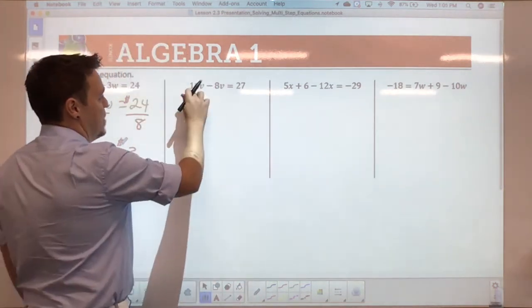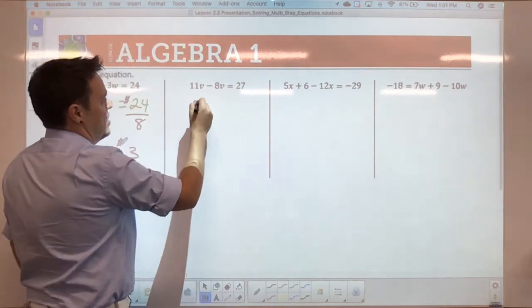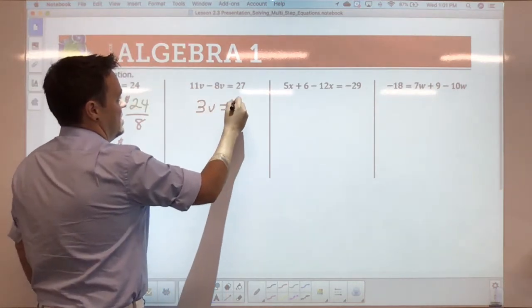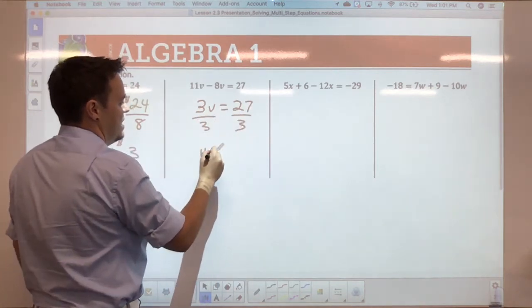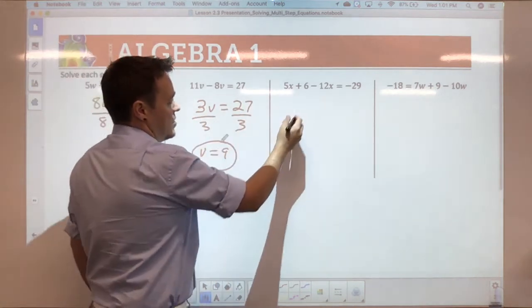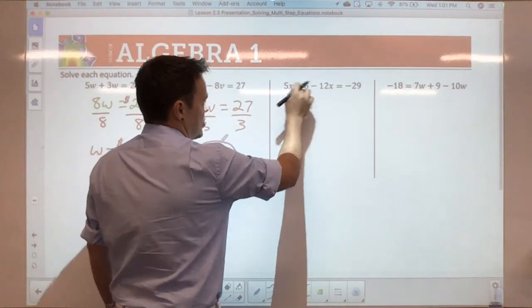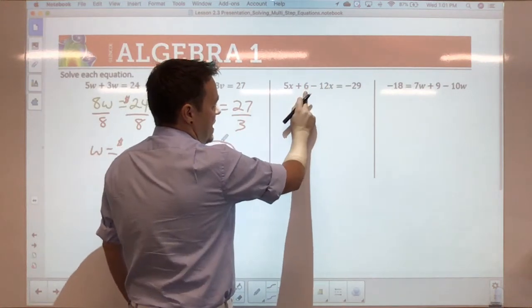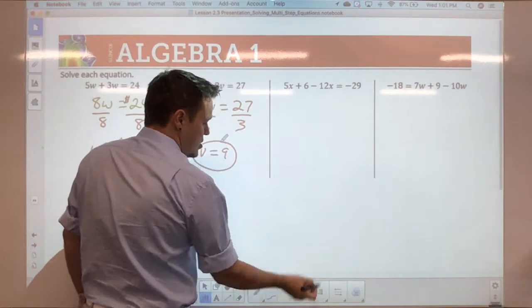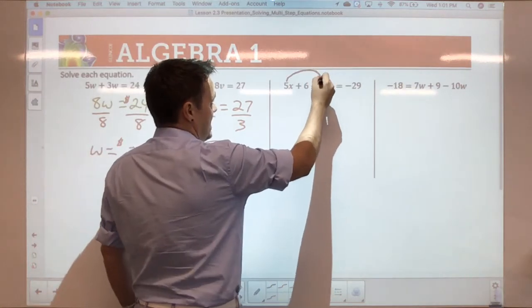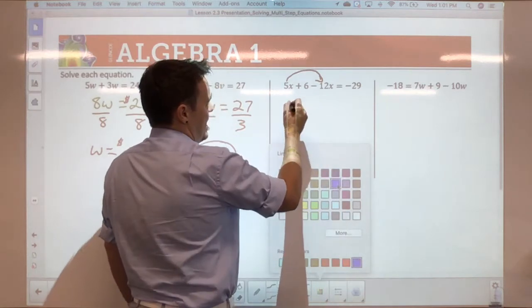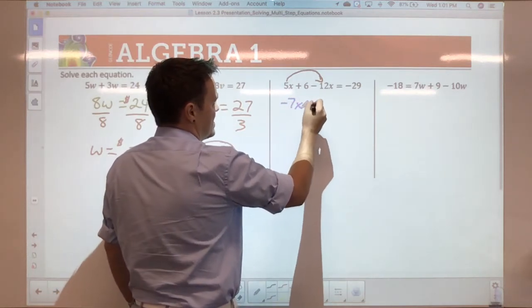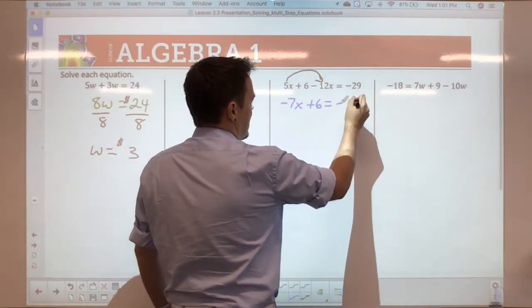So same here, combine these. 11 minus 8 would be 3V and a 27. Then you divide by 3, you get V equals 9. All right, the other one over here, combine these terms first. So we've got a 5x, you can't combine anything here, and a negative 12. So you need to take this one and combine it into that one first. When you do that, you have negative 7x plus 6 equals negative 29.